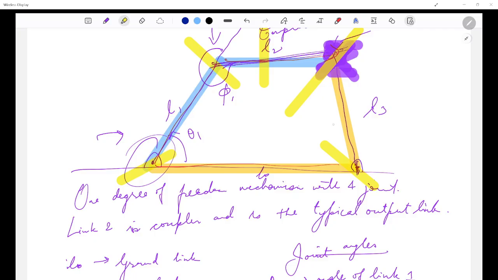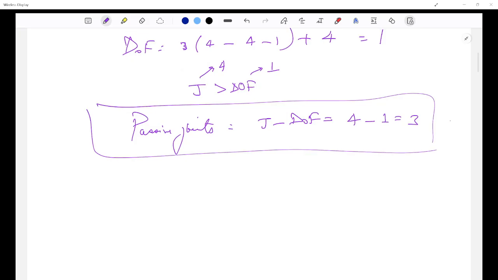If you are breaking your loop, let's say here, then let's say the length of this part is a and this part is b. So a plus b has to be a constant, which is L3. That is it. You can break the loop anywhere, and you have to write the kinematics. That's it.